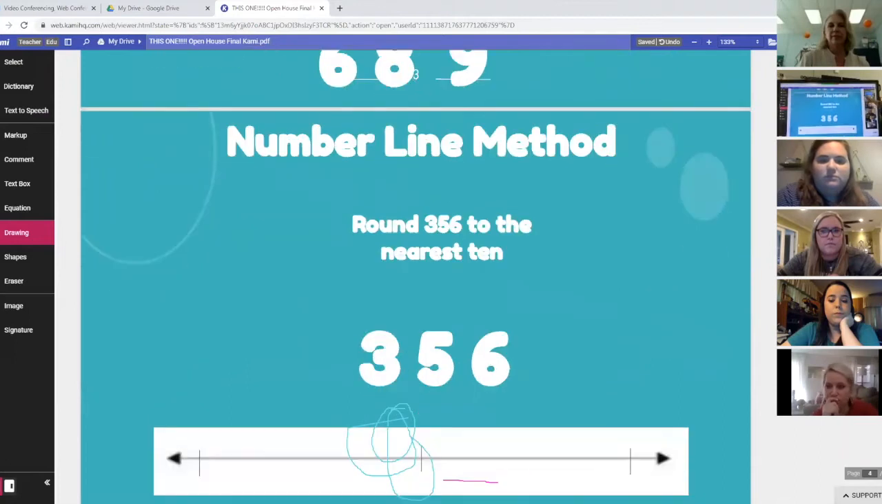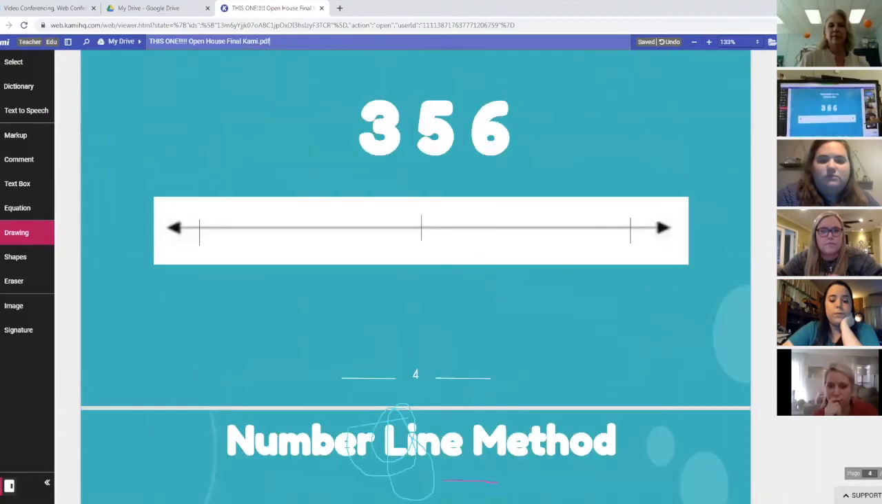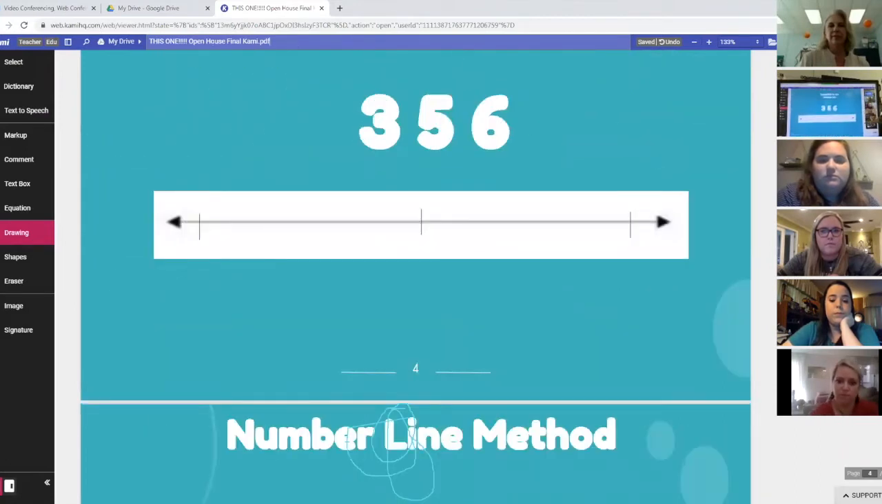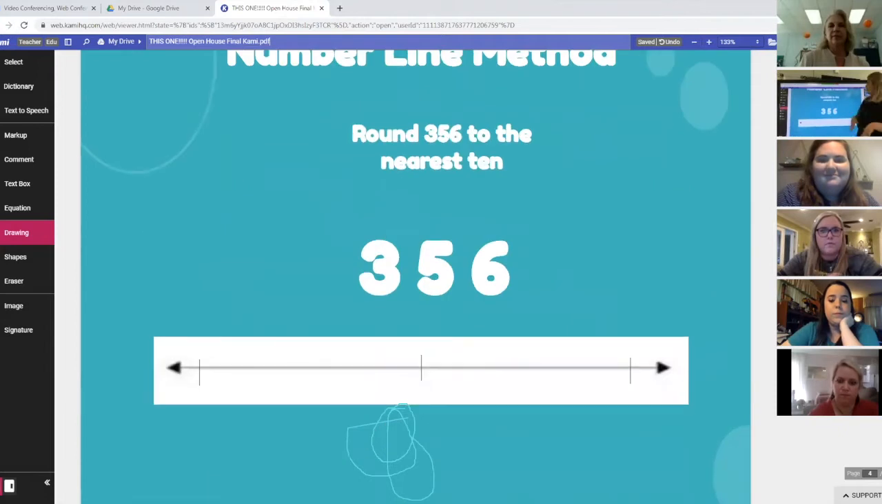Now we're going to be looking at the number line method. If we are rounding the number 356 to the nearest 10, I've got a question. I have the number 10 because that's the number I'm rounding to. How many zeros do you see in the number 10? One. So since there's only one zero in the number 10, I'm only going to put one circle.